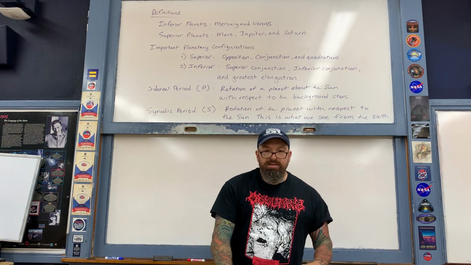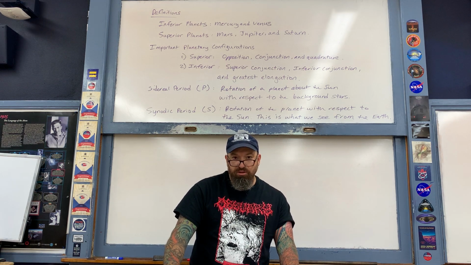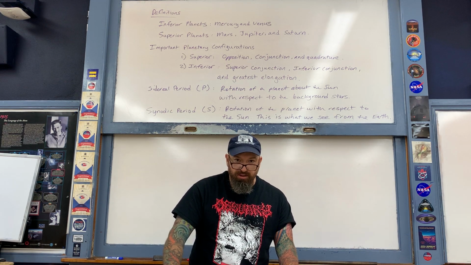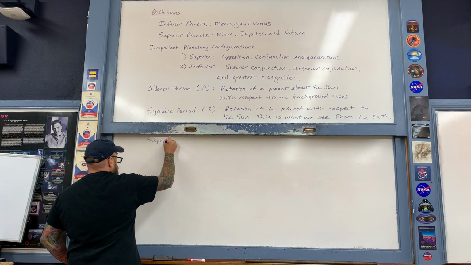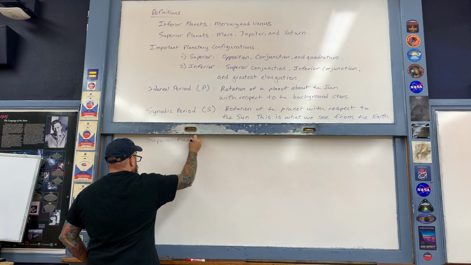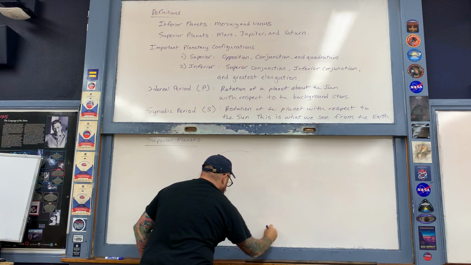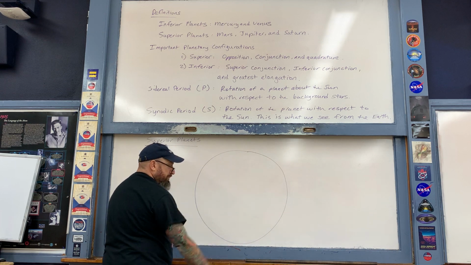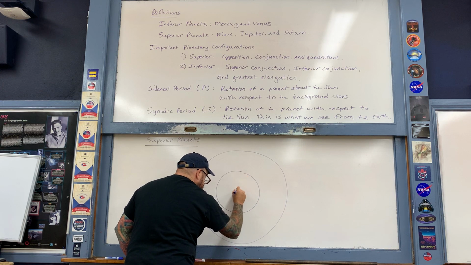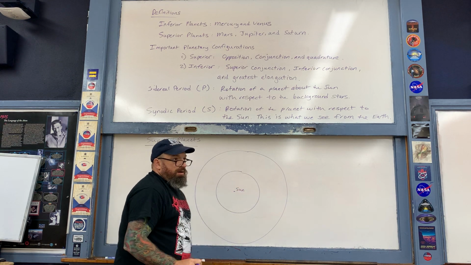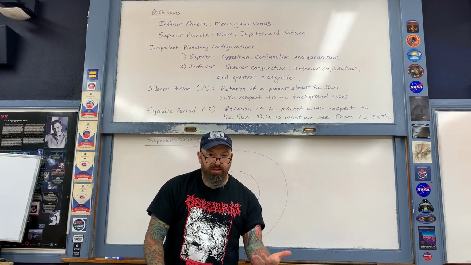Okay, now let me distinguish between the two, and I'm going to use the example of opposition for superior planets in order to illustrate. So for example, let's say that right here is the orbit of a planet, say Mars, Jupiter, or Saturn. Right here is the orbit of the Earth, and let's say that right here is the Sun. And then as you saw in the screencast, opposition is basically an alignment that looks like this.